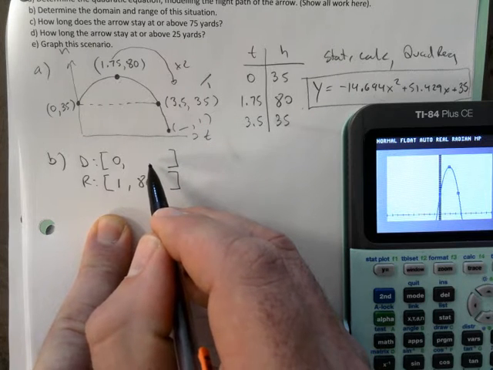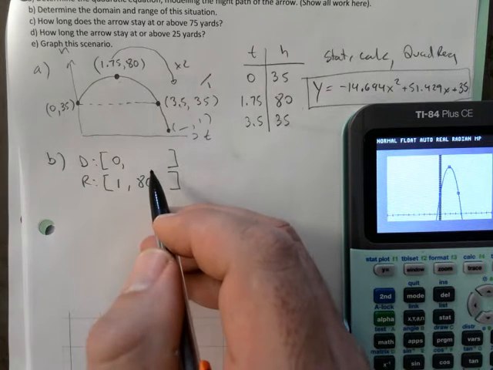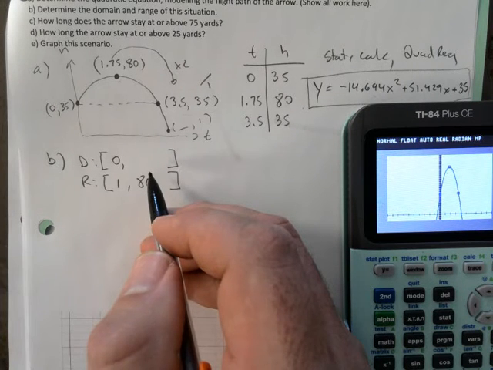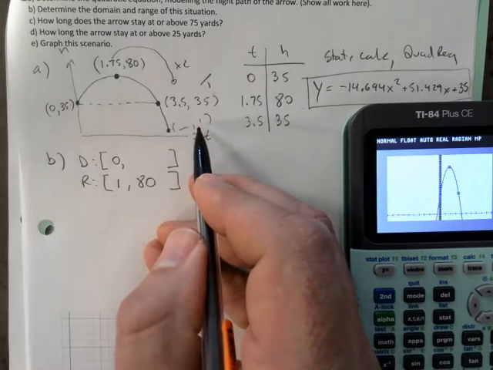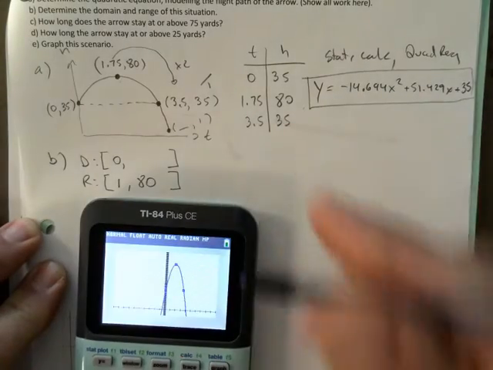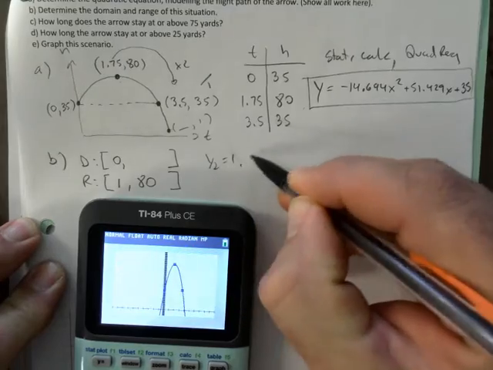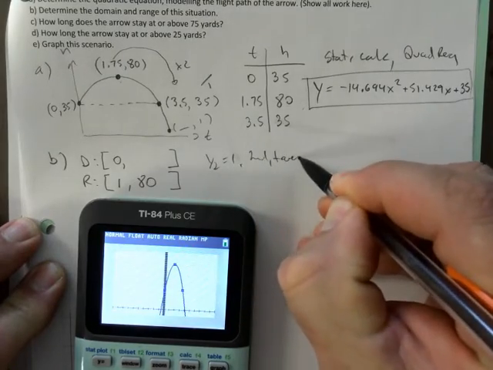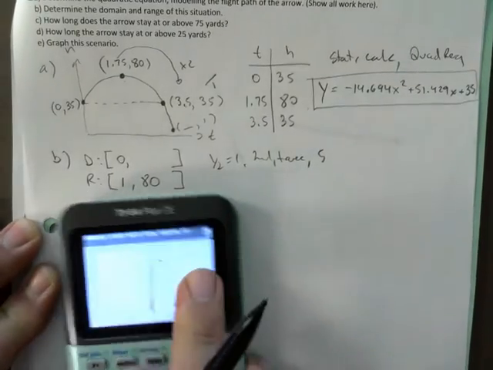Right? Doesn't touch the ground, so we can't use the x-intercept. You know how for the x-intercept, you go y2 is equal to 0, second trace 5? What are we going to do now? y2 is equal to 1. There we go. y2 is equal to 1, second trace. Look at that. It's like a doctor's note, right? I'm okay with that.